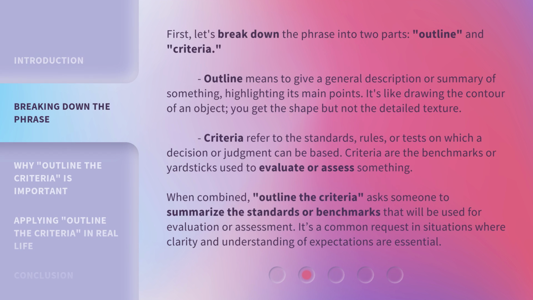First, let's break down the phrase into two parts: outline and criteria. Outline means to give a general description or summary of something, highlighting its main points. It's like drawing the contour of an object. You get the shape but not the detailed texture.